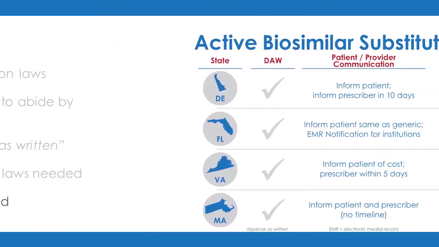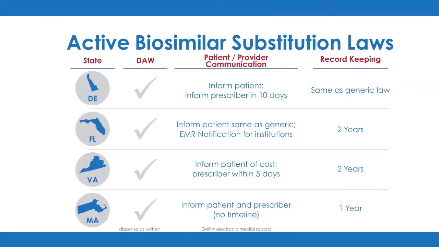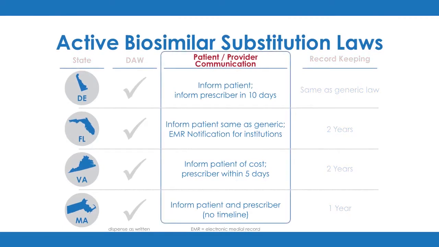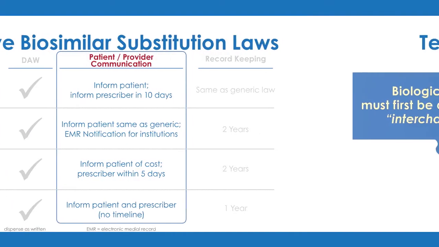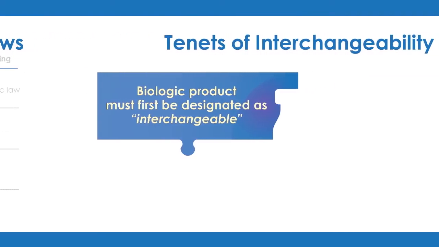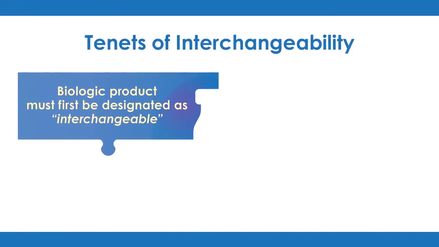I'm showing you on this slide examples of enacted biosimilar substitution laws in multiple states, and these are now moving with great rapidity across the country, looking at what time the pharmacist will have to tell the clinician that they're substituting, and what other provisos will be in this interchangeable designation. If I wanted to summarize the common elements of interchangeability, I would say these are the four tenets.